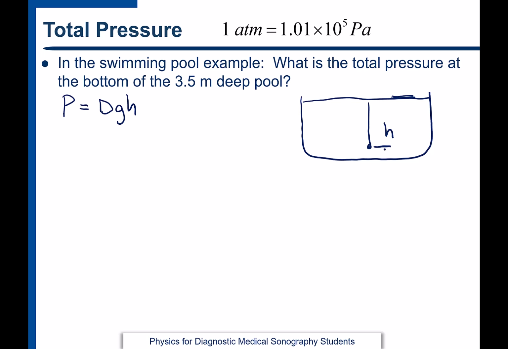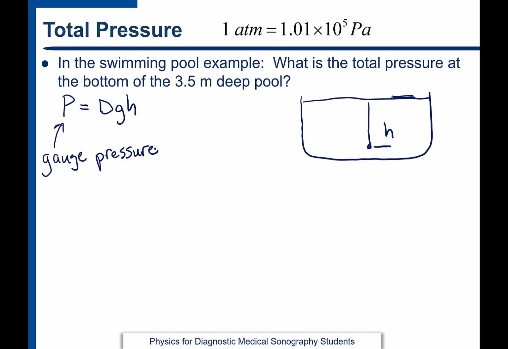But it turns out that there's also the atmospheric pressure that's at the surface of the water as well as within the water. And so if we want the total pressure, we have to do something different. By the way, this is often called the gauge pressure. And I'll talk a little bit more about why we call this the gauge pressure. But let's look at this question.